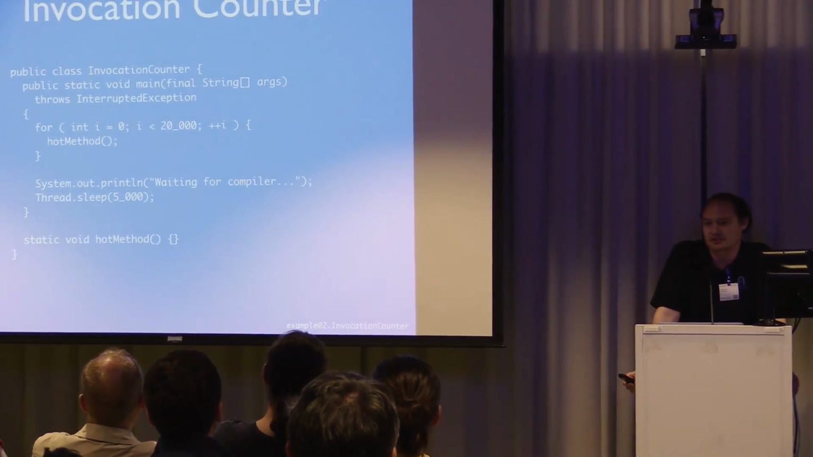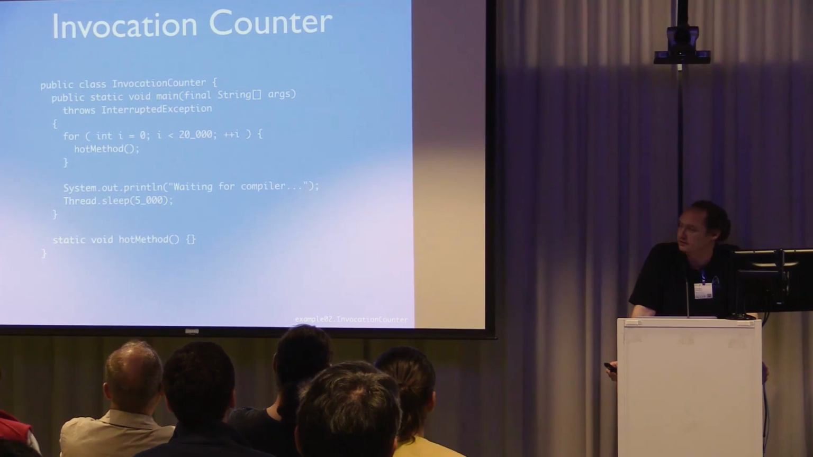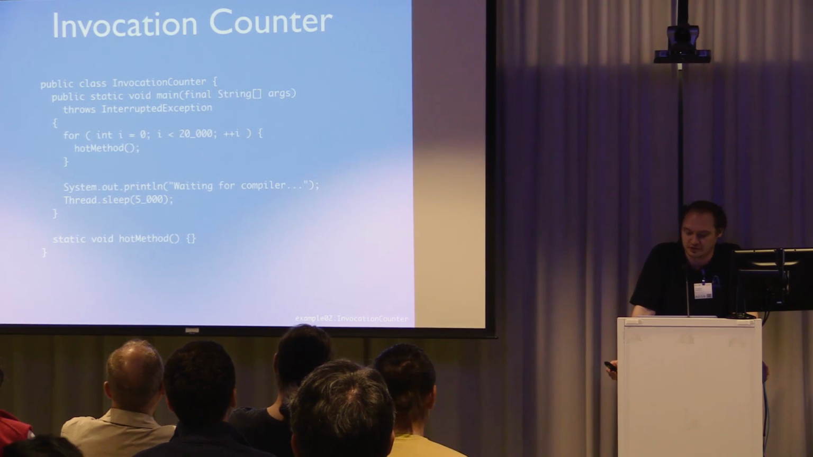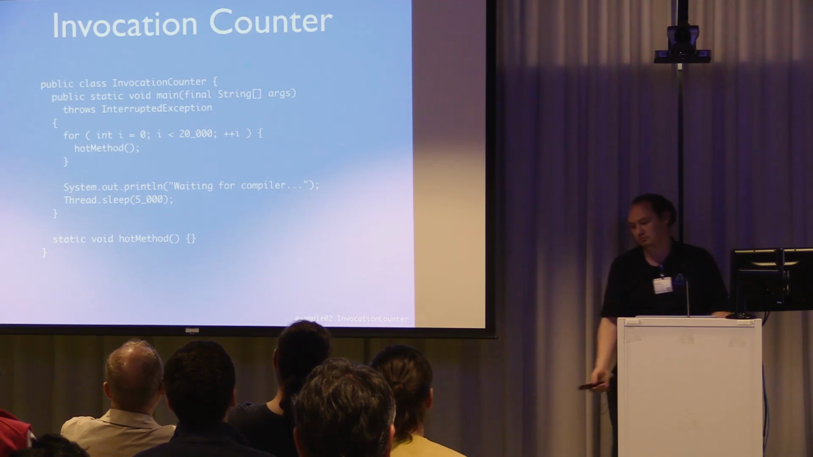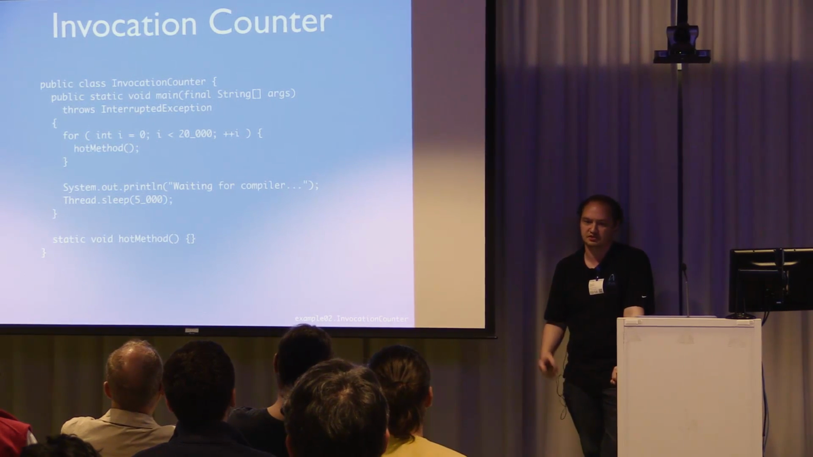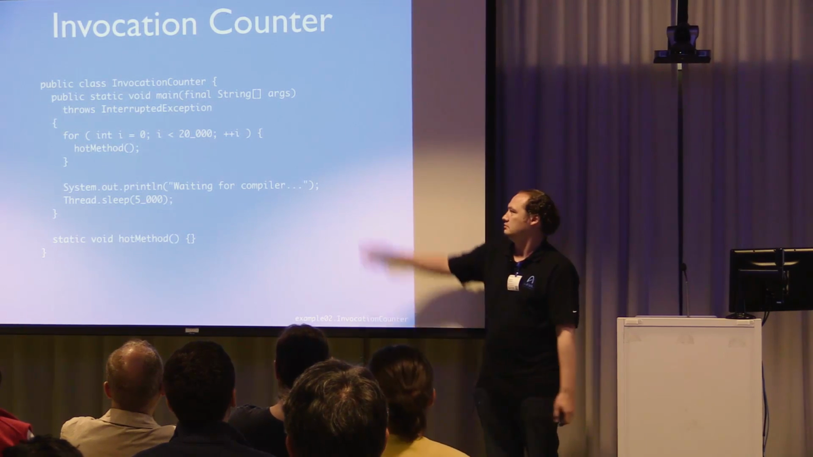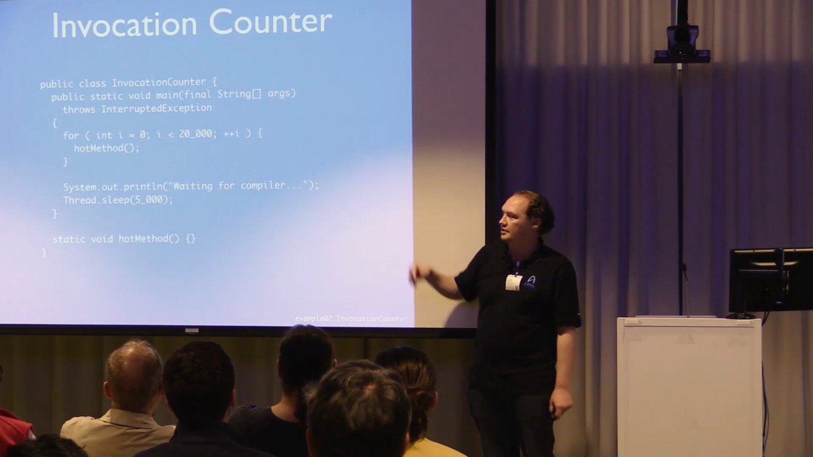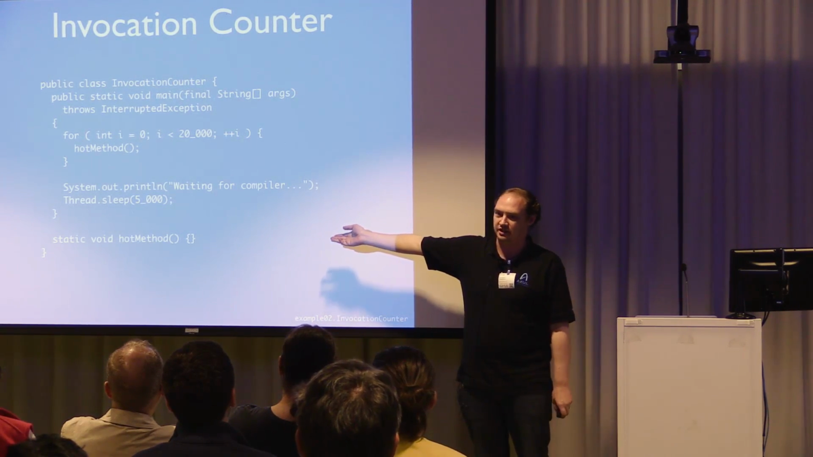Hotspot is a method JIT. It compiles whole methods at a time, more or less. There are also trace-based JITs. Dalvik, for instance, was a trace-based JIT. But Hotspot is method-based. So one way to track what's hot is to just track how many times a method is called. So, another simple example: a loop from i equals 0 to 20,000, calling a hot method. The hot method is decidedly uninteresting.